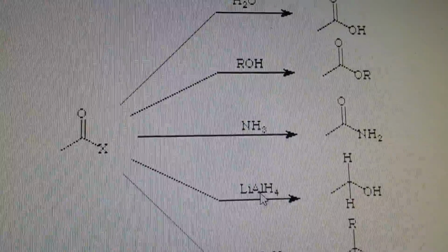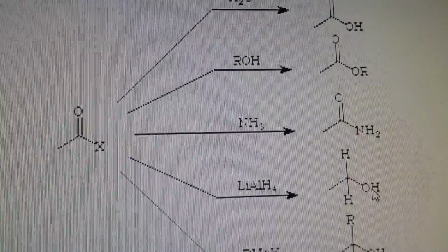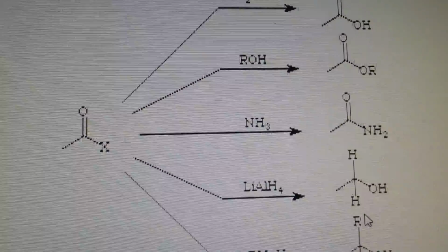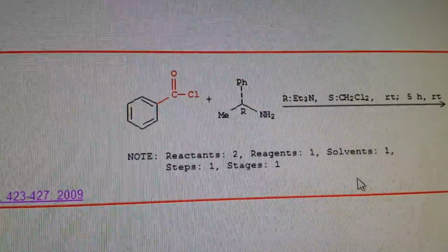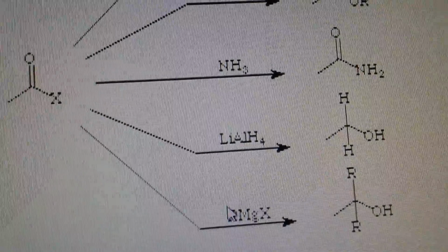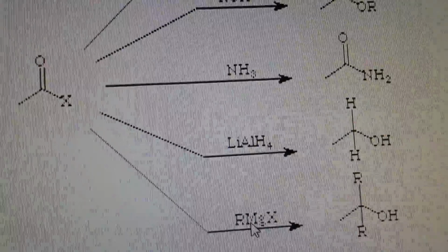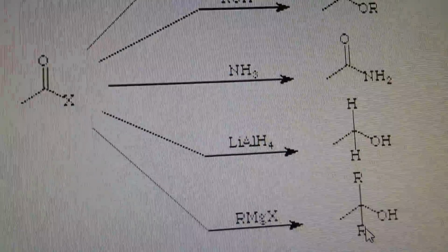If you put in lithium, then you get OH here. And here, what happened, RMgX. So what is another negative thing? R. So R comes here.